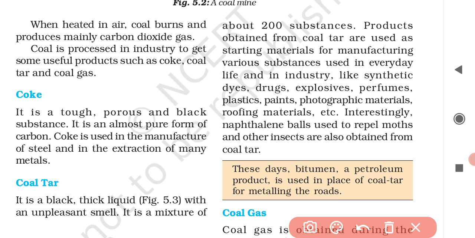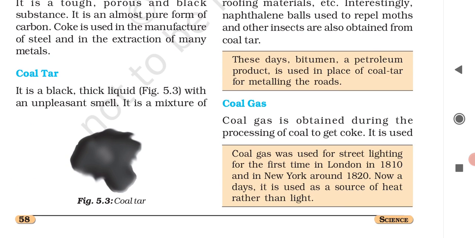Interestingly, naphthalene balls, which are used to repel moths and other insects, are also obtained from coal tar. These days, bitumen, which is a petroleum product, is used in place of coal tar for metaling the roads. Earlier it was done by coal tar, but nowadays bitumen is used in place of coal tar for surfacing of the roads. Clear?